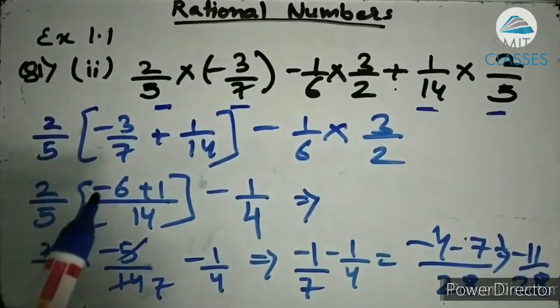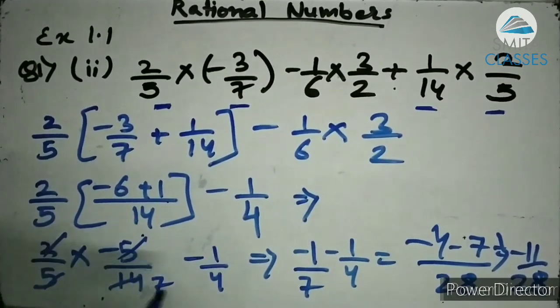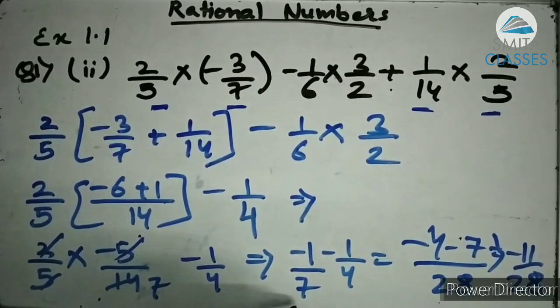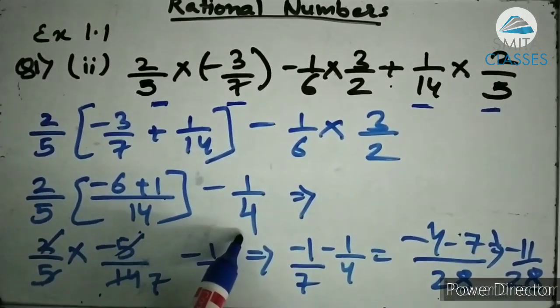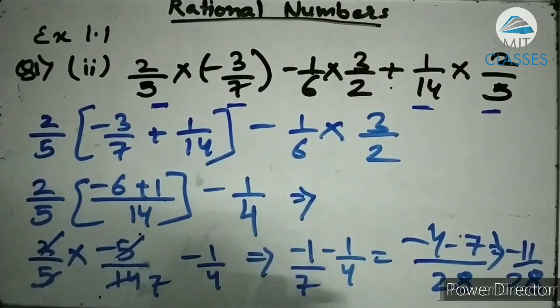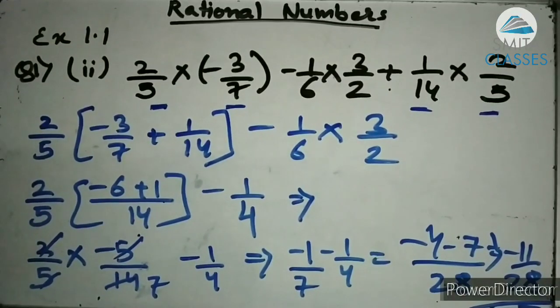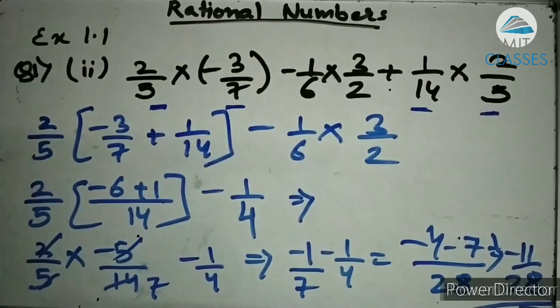If I go on solving, here I take the LCM as 14. Then inside the first bracket I get the answer as minus 1 by 7, after multiplying with 2 by 5, and then from this I get the answer as minus 1 by 4. So if I solve it again, I get the final answer as minus 11 by 28. So here I have used that property and got the final answer.